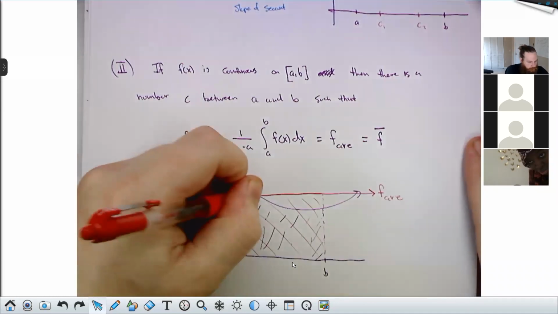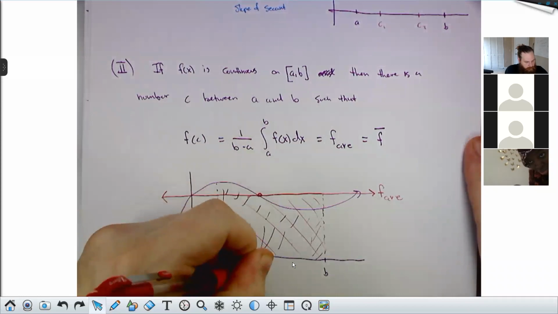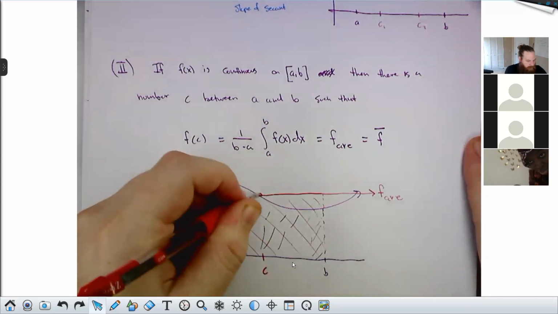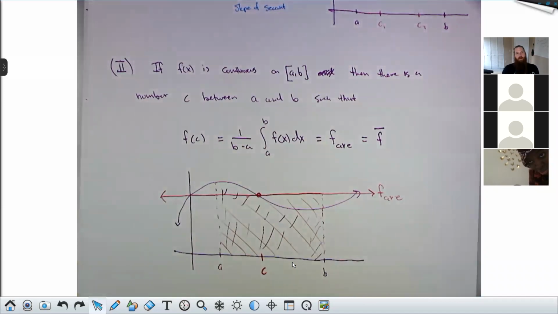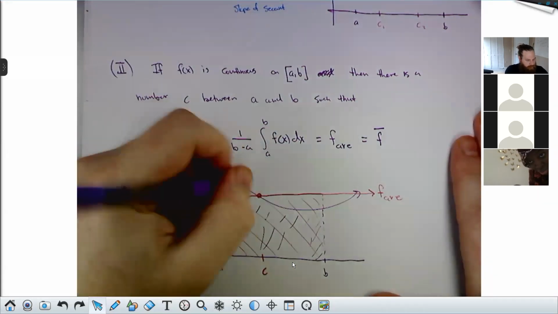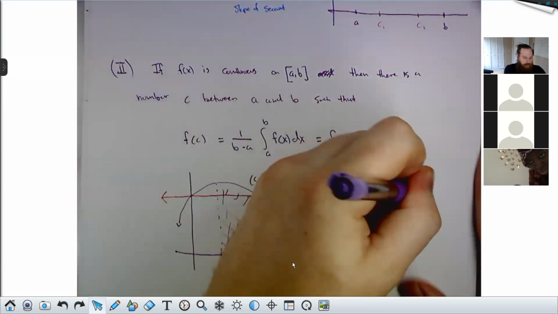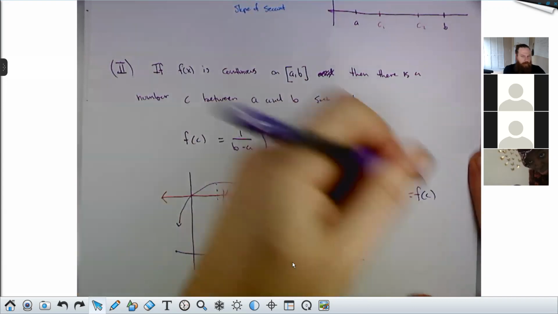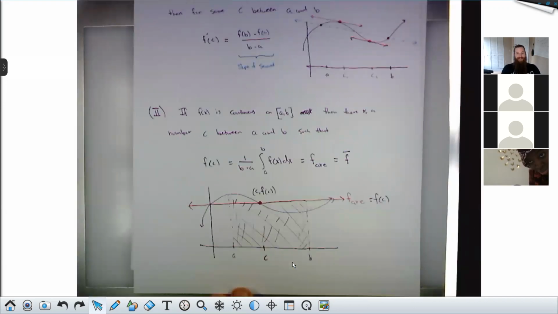And what the mean value theorem for integrals says is that this constant function intersects or crosses the original function, so that f of c, this y value right here, the point on the graph there is (c, f of c). So f av is actually equal to one of the function values. These are two different ways of actually saying the same thing.